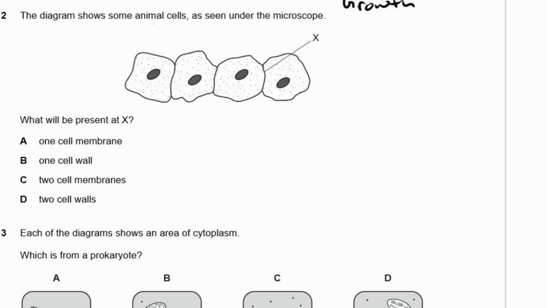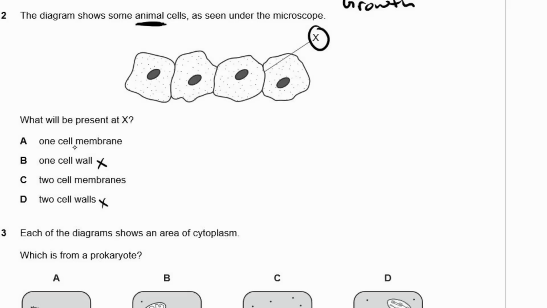Question 2. The diagram shows some animal cells as seen under the microscope. What will be present at X here? Okay, so will there be one cell membrane, one cell wall, two cell membranes, or two cell walls? Well, to start off with, these are animal cells, and animal cells do not have cell walls. So we can cross those off to start with.